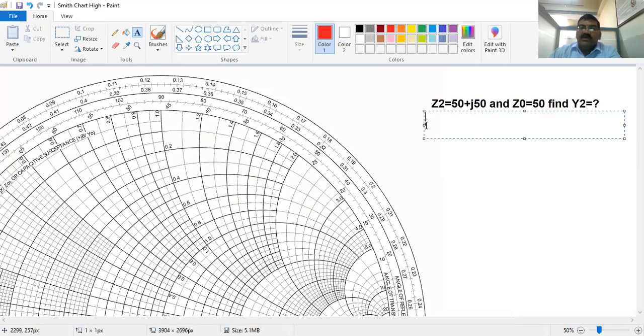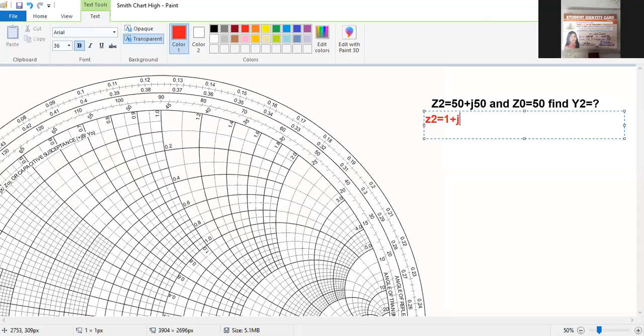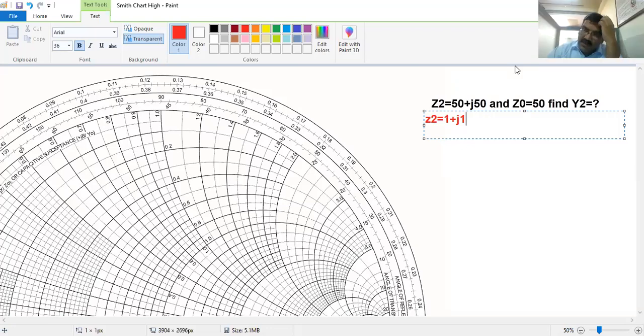Now what we will do, we will go one by one. First, small z2. Let me know the small z2 quickly. That is Z2 by Z0. Yes, I got the response. Yes, that is 1 plus j1. Or if you write 1 plus j, that is also okay. But for understanding, I'll write 1 plus j1.